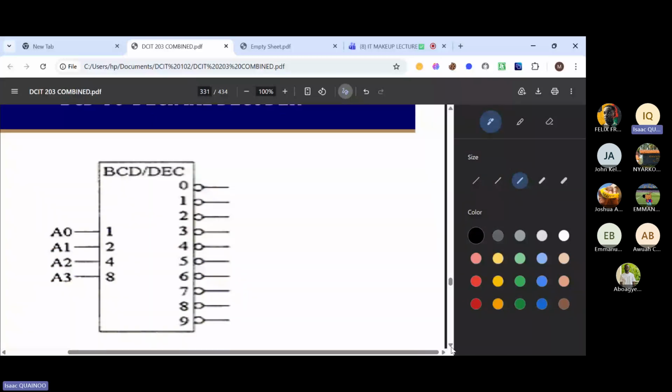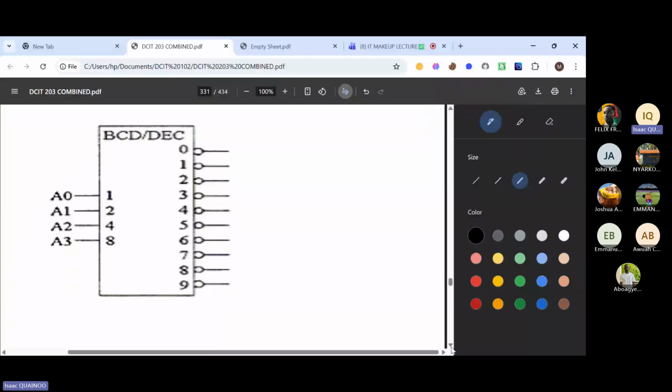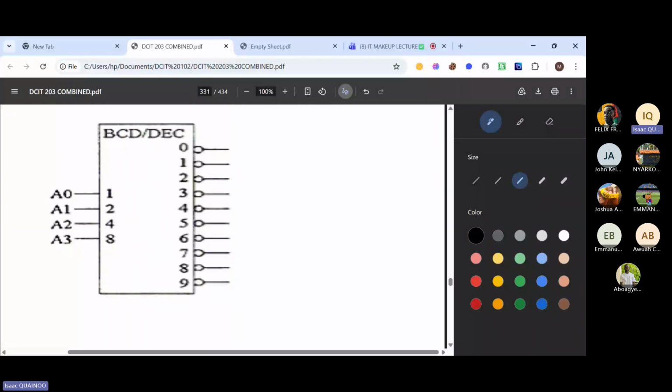So we have the BCD to decimal decoder. I think we have also talked about that, right? So these are your inputs, you have 1, 2, 3, 4, and then you have the outputs corresponding to 0, 1, 2, 3, 4, 5, 6, 7, 8, 9. The reason why we end at 9 is because we know that decimal digits begin at 0 and then end at 9.